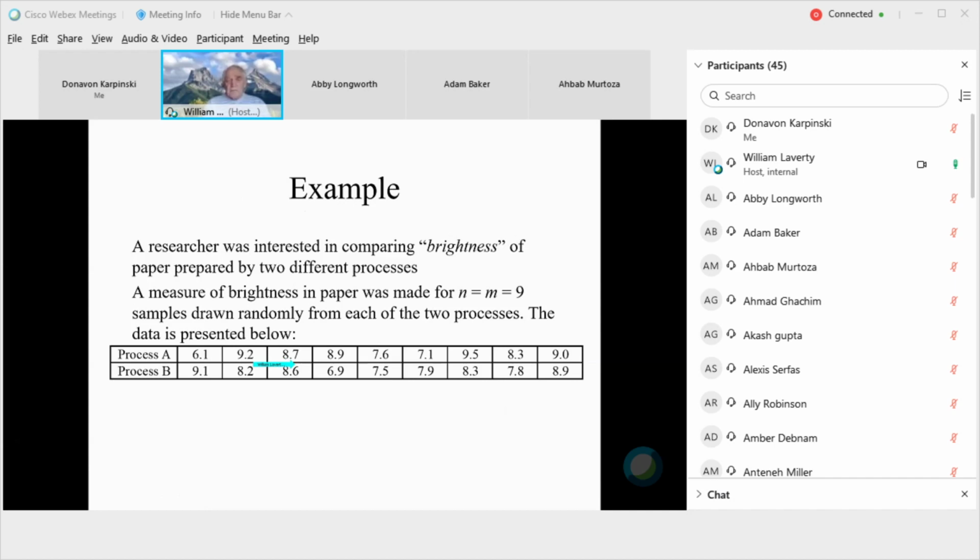Example. This researcher's interested in measuring the brightness of paper made by 2 different processes. There's 9 observations for each type of paper, made from process A and process B. These 9 observations are measuring the brightness. Now the question is, is there any difference between brightness, or is one bigger than the other?